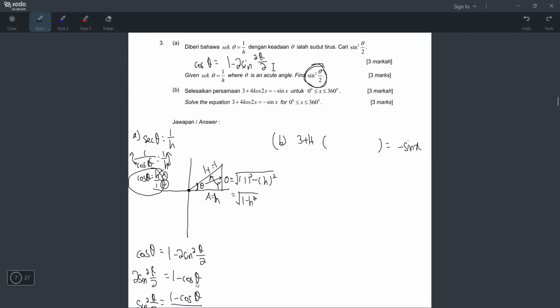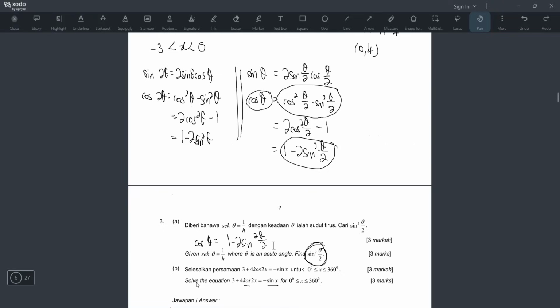Okay, let me tell you why I suddenly put a bracket around cos 2x. Because I realized this equation has cos and sine, but I want my equation to only have sine or only have cos, because then it's easier to solve. When your equation has sine, cos, tangent, a lot of different trigo, it is very hard to solve. So what I do now is change the cos 2x, and the cos 2x can change to sine. I already wrote down here, cos 2x you can change to 1 minus 2 sine square.